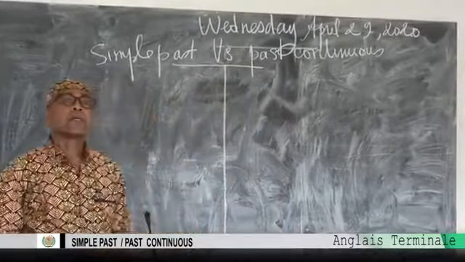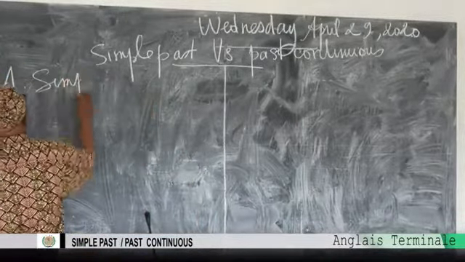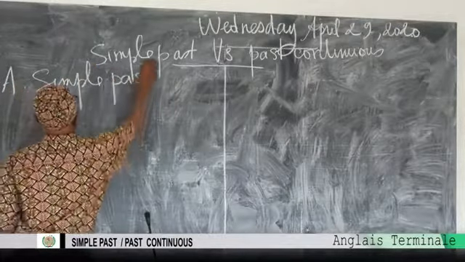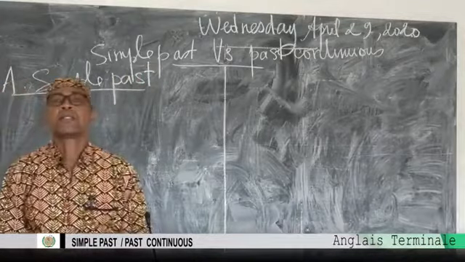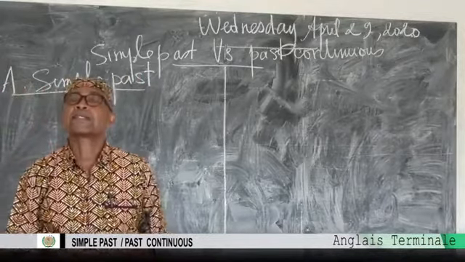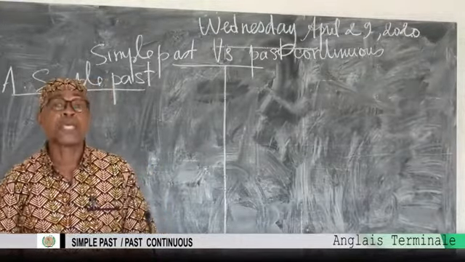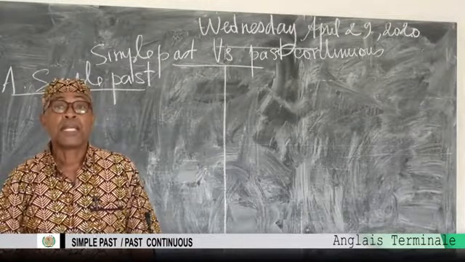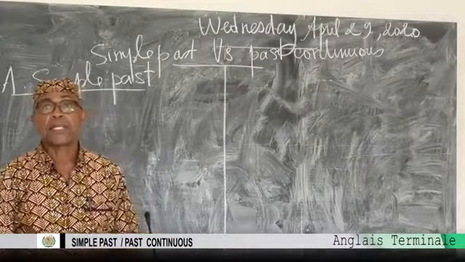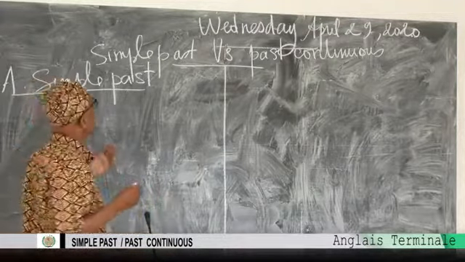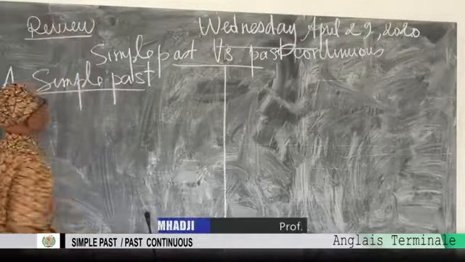So we begin with the simple past. As you probably know, this is a tense that you saw when you were in the fourth form, and that you saw again in the fifth and sixth form, and again this year. So it is not a new tense for you, okay? It is something we are going to review. So this is for you a review.